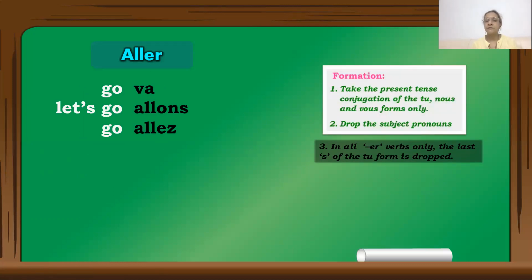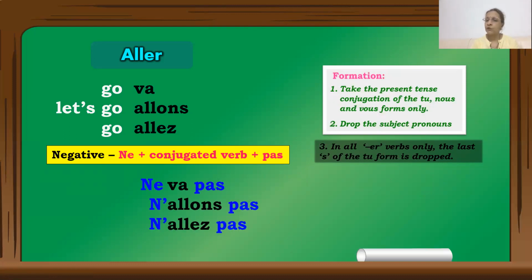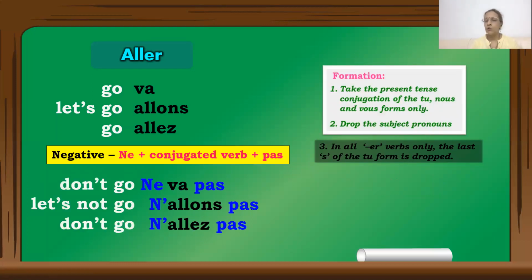Let's see the negative. How do I make a sentence negative in French? Ne before the conjugated verb and pas after the conjugated verb. Fix it in your mind. So a negative imperative, if I want to say don't go, let's not go, don't go, how do I say it? N'va pas, n'allons pas and n'allez pas. Why the apostrophe? We all know the rule. Whenever E is followed by a vowel, you drop the E and make it an apostrophe. So I get what? Don't go, let's not go, don't go.